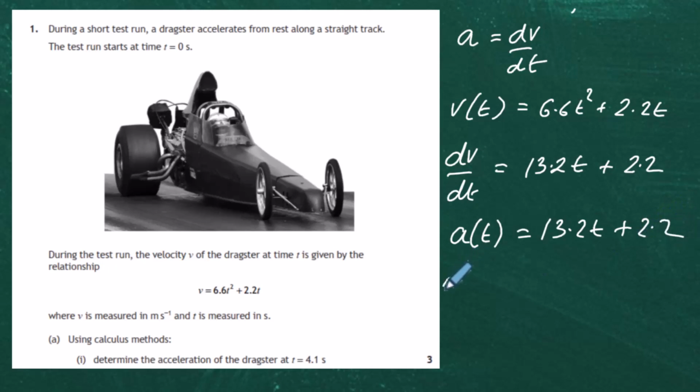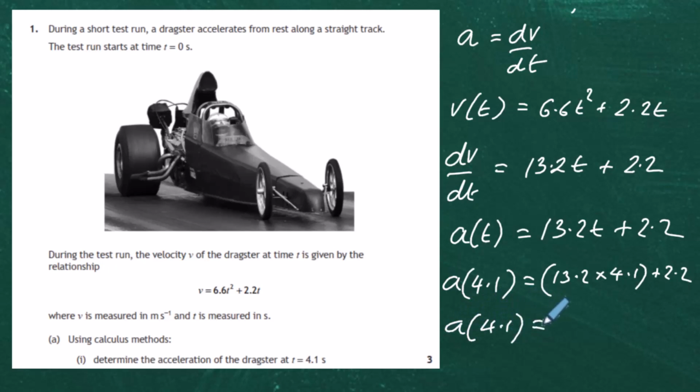And we're asked to find the acceleration at a particular time of 4.1 seconds. We plug that into our expression, and we get, put a bracket around this, 13.2 times 4.1, and we have to add on the 2.2. So therefore the acceleration at 4.1 seconds into the journey is going to give you a value of 56.32 metres per second squared, and that's going to be equal to 56 metres per second every second to 2 significant figures. And that's the first one.